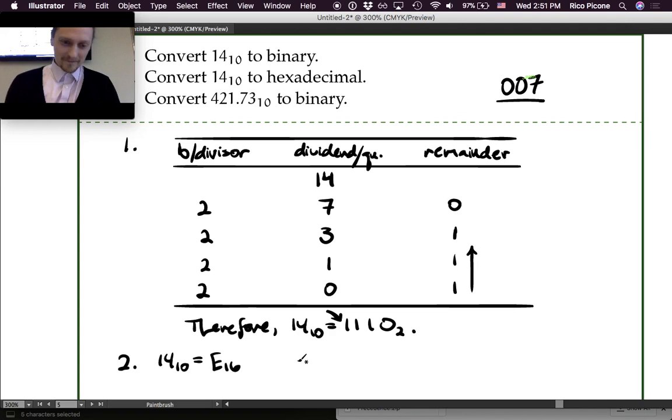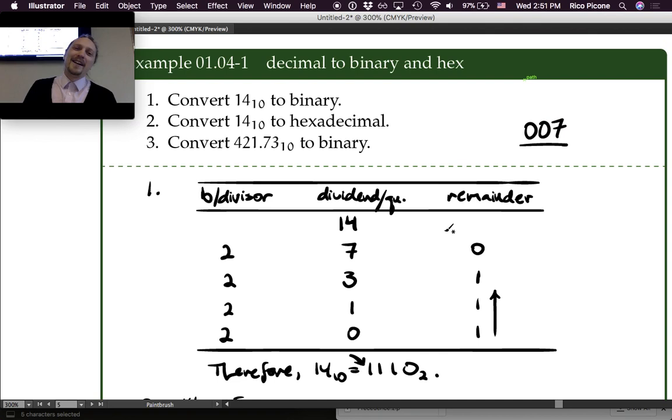Okay. So that one was easy. But we could have done exactly the same thing. We would have had to divide by 16 each time, though. But I gave us an easy one. And then I'm going to give us a really long one. Part three is really long. So to convert 421.73 from base 10 to binary.